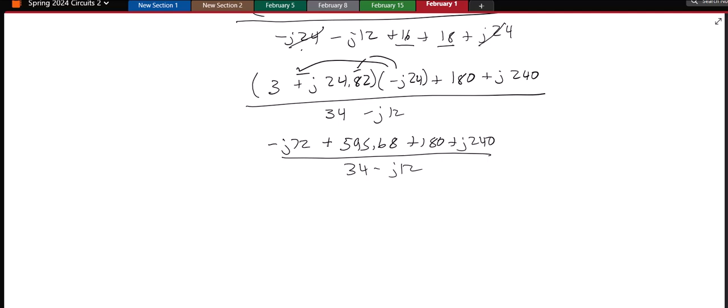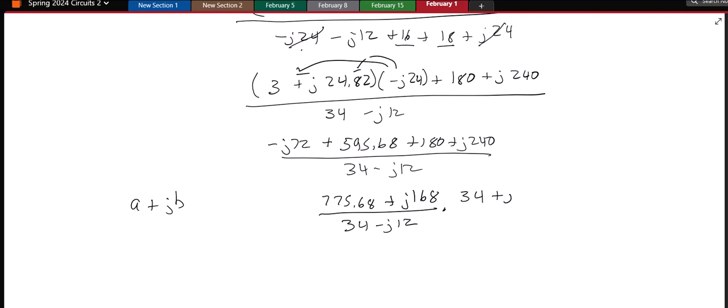So 595.68 plus 180 is 775.68, minus j72 plus j240 is plus j168, over 34 minus j12. But I need to get this into a plus jb form. I need a plus jb. And so to do that, I multiply by the conjugate of the denominator, 34 plus j12 over 34 plus j12.